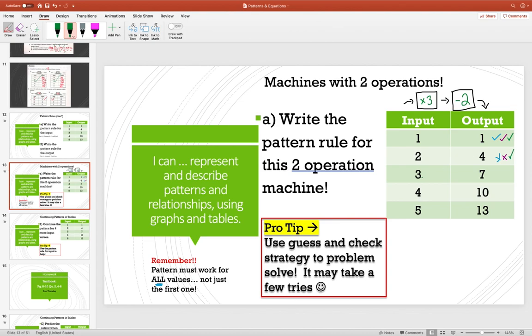Let's try this again. 3 times 3 is 9. Subtract 2 is 7. All right, for good measure, I can check this one. 4 times 3 is 12. Minus 2 is 10. And then my last one would be 15. Minus 2 is 13. Right on. So that is it.